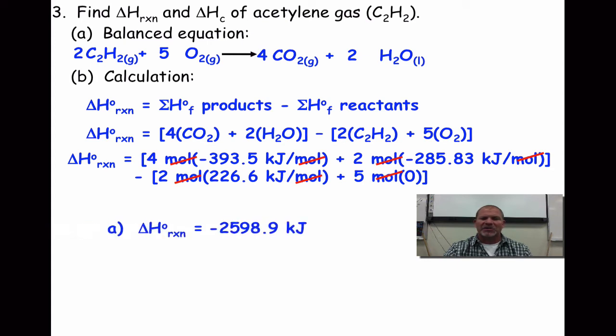So the heat of reaction, the units are just plain kilojoule. Remember that. People always make a mistake in the test when they write kilojoule per mole. The moles, the coefficients, will cancel them out. So I end up with a negative 2,598.9 kilojoule.